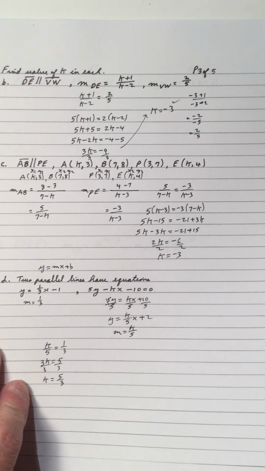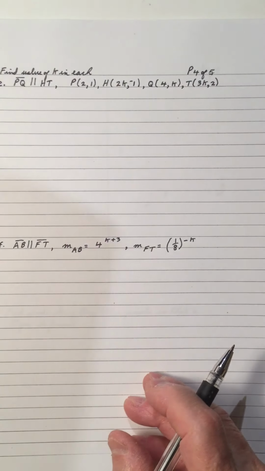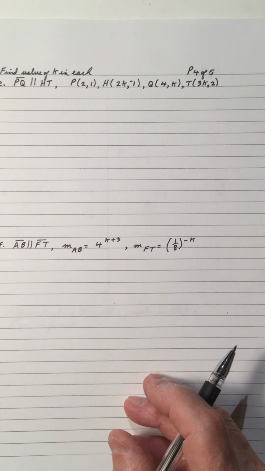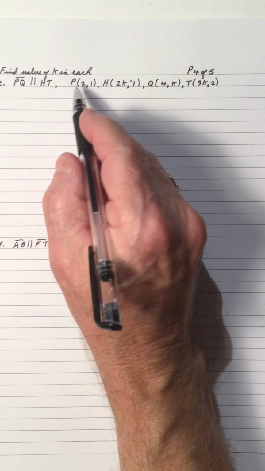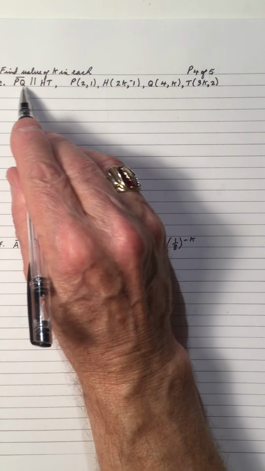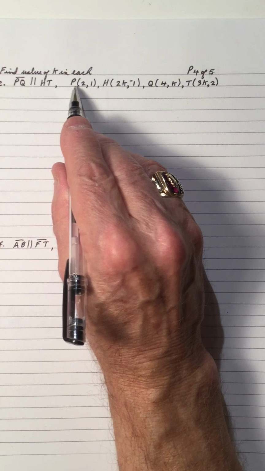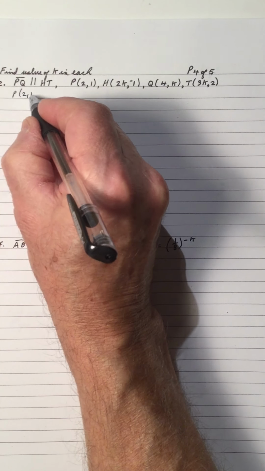Okay, hopefully you're working out. Notice we're using a bit of algebra to work this out too, so this is what makes this good to do. Now we have another one. Find the value of k if PQ is parallel to HT. PQ is parallel to HT. P is (2, 1).